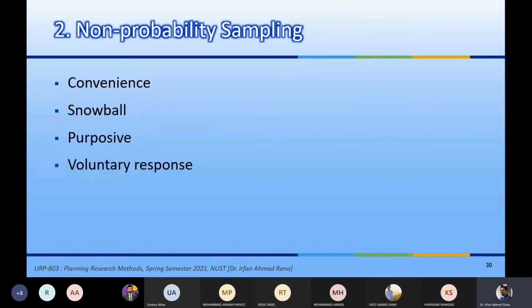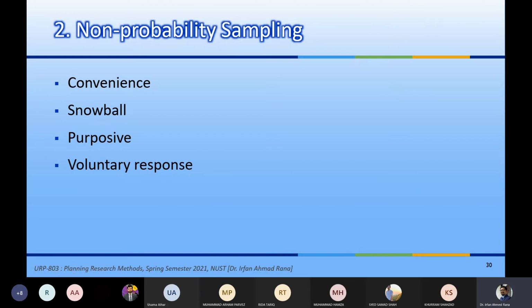So now we move on to non-probability. Before that, does anyone have any question about probability sampling? Any question about probability sampling? Okay. And I'll start with non-probability sampling.